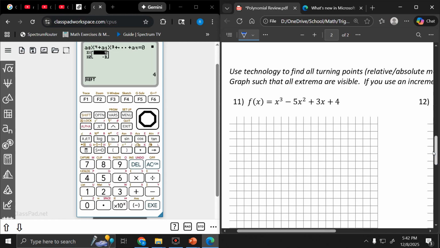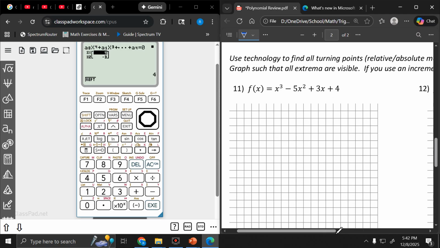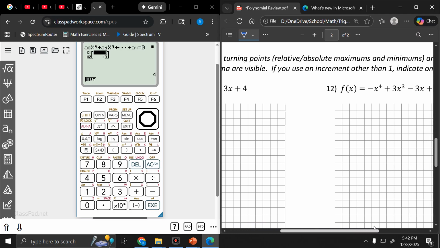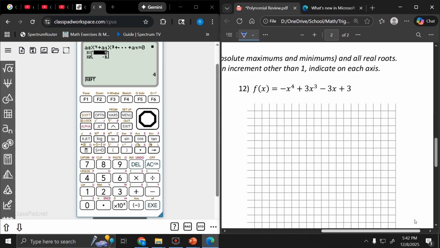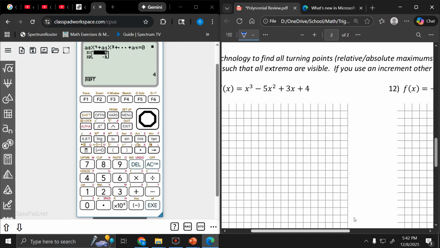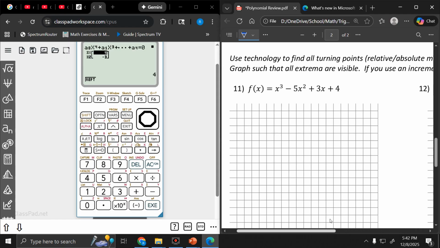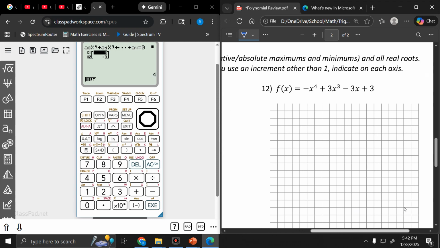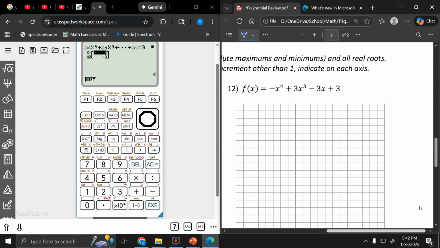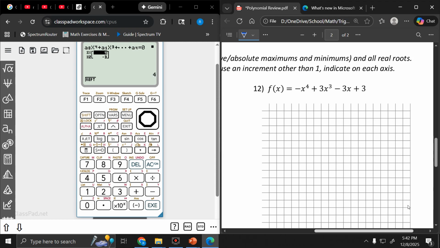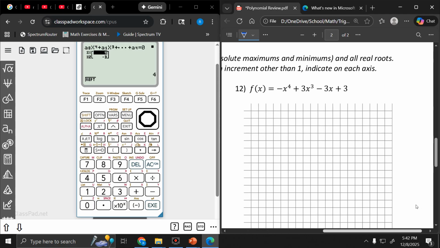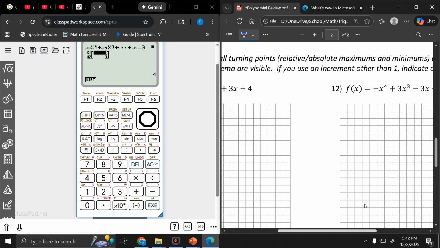Okay, directions say, use technology to find all turning points. That's going to be your relative extrema, mins and maxes, and the roots, the real ones. Graph so that everything is visible. Use an increment other than 1 if we need to. I don't know if we need to. Indicate if we use one.